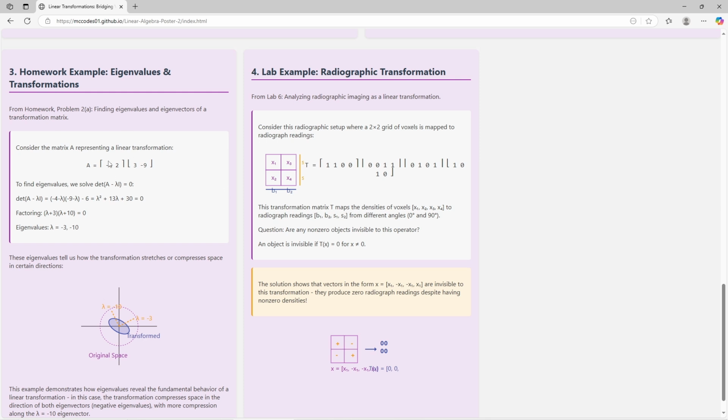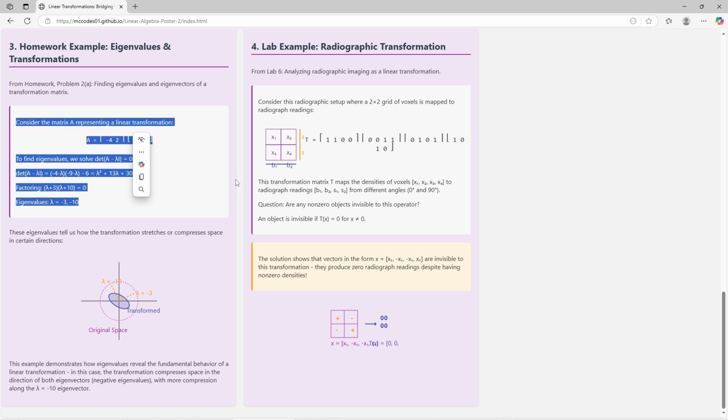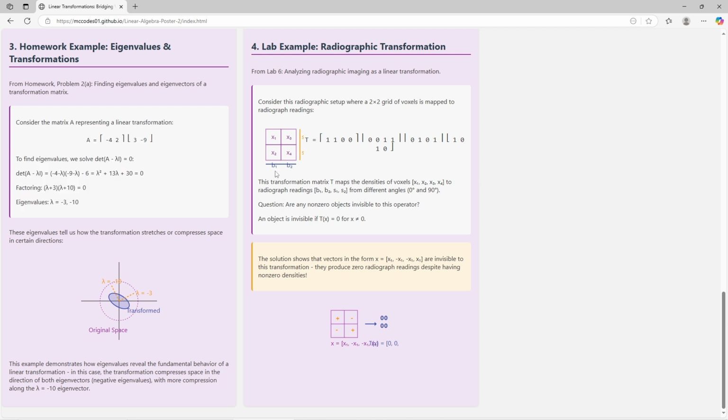Now let's go to an example from the homework. I chose 2A, finding eigenvalues and eigenvectors of the transformation matrix, right? Here is the summary from the homework. I have that obviously attached in the homework file. But we look at this specific transformation and we get our eigenvalues showing us the transformation stretches, right?